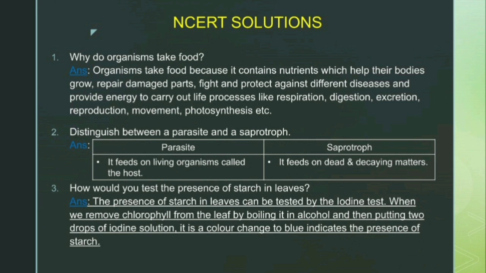How would you test the presence of starch in leaves? Like we already discussed, the presence of starch in leaves can be tested by iodine test. When we remove chlorophyll from the leaf by boiling it in alcohol and then put 2 drops of iodine solution, a color change to blue indicates the presence of starch.